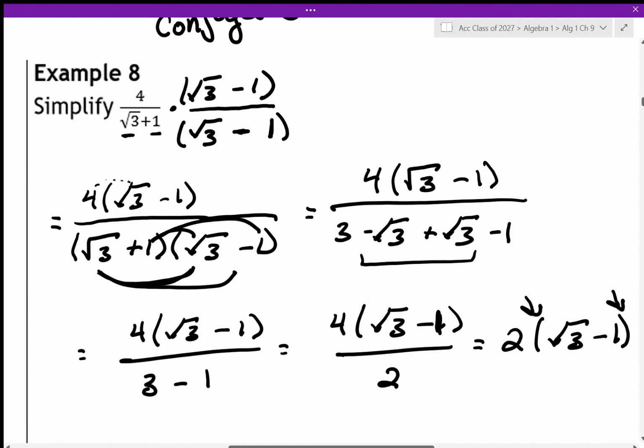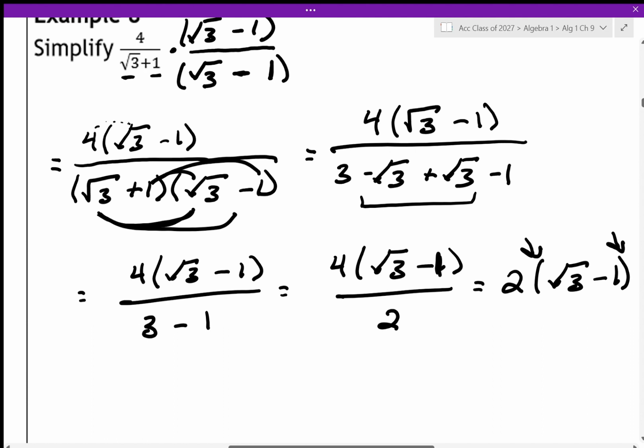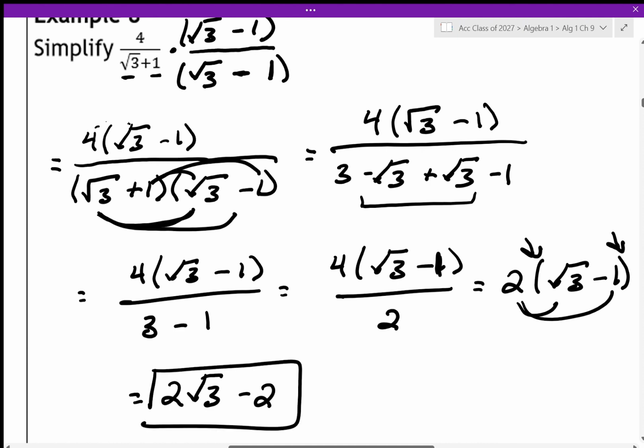so we're able to cancel really easily. So part of that canceling is why I leave this 4 out. In the very beginning, we could have distributed, but I chose not to because I thought that at the end it might cancel out nicely. So I'd suggest that you also don't distribute too early. Now my last step is to distribute, and it's going to be 2 root 3 minus 2. And that's going to be my answer.